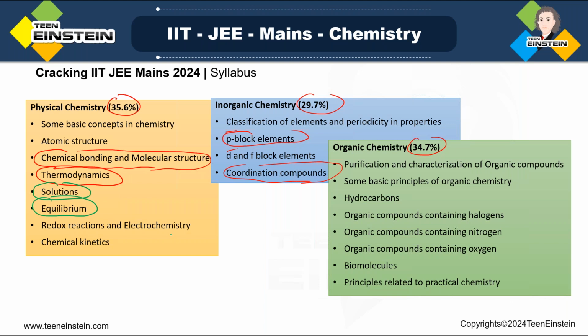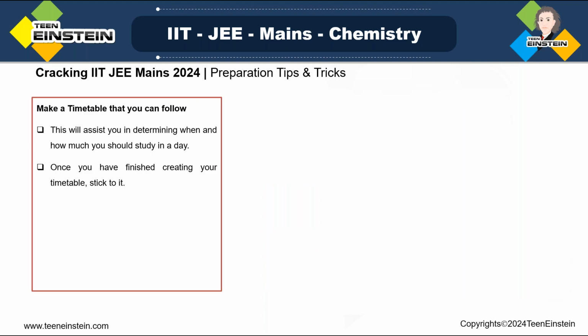I'm talking about solutions. Then we have equilibrium, and from organic chemistry, the organic compounds containing oxygen, that means alcohols, phenols, ethers, carboxylic acids, ketones. I'm talking about questions related to those compounds, and some basic principles of organic chemistry. This is such a unit that is very versatile, so many different types of questions you can get here, for example isomerism, nomenclature, like this. So here we have some basic idea of which chapters you can get questions from in the exam.